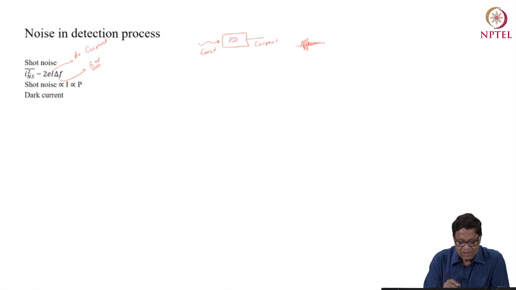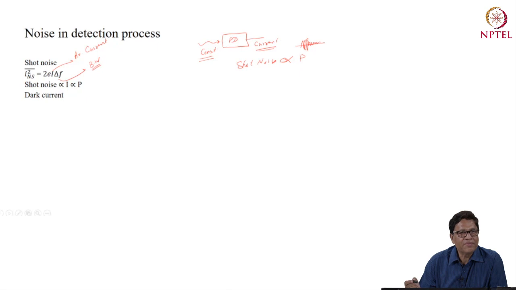And as you see, the shot noise is proportional to the current. The shot noise which is generated is proportional to the current, and this current is proportional to the power. So the shot noise which is generated, this is very important, is proportional to the optical power falling onto the device. The more optical power falling onto the device, the more shot noise current there will be. So this is the shot noise current.